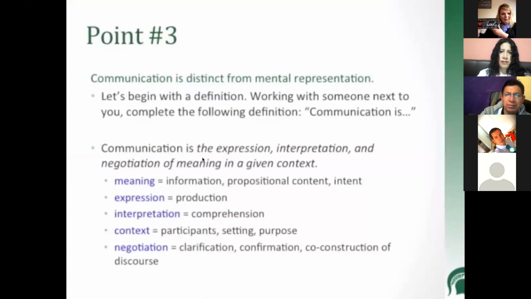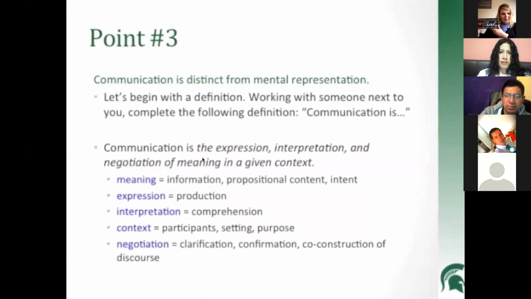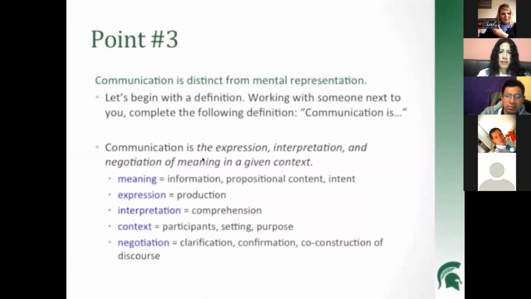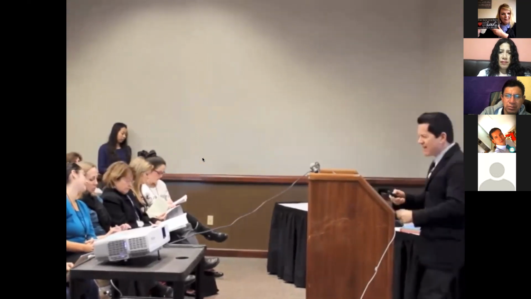Successful understanding between people. Okay, you all have bits and pieces of the technical definition of communication I want you to have. So now we're going to take your ideas and put them together in this definition. That communication is the expression, interpretation, and negotiation of meaning in a given context. Okay, so let's break this down.